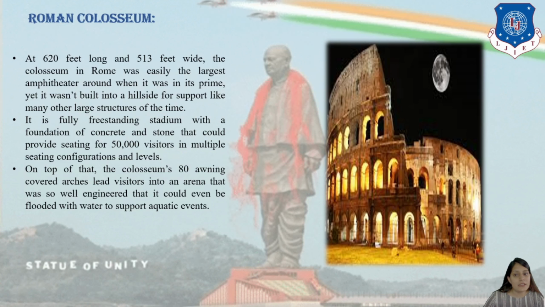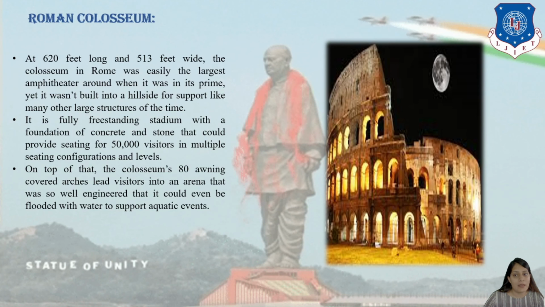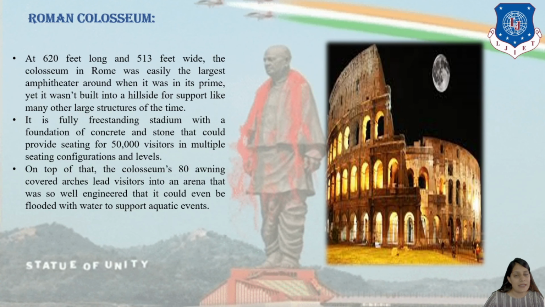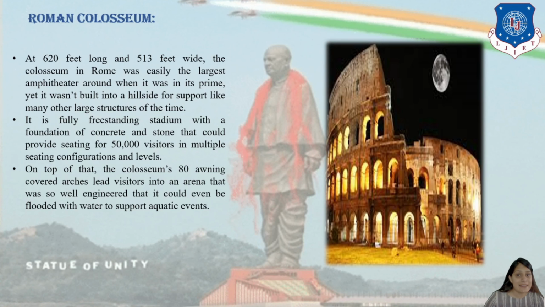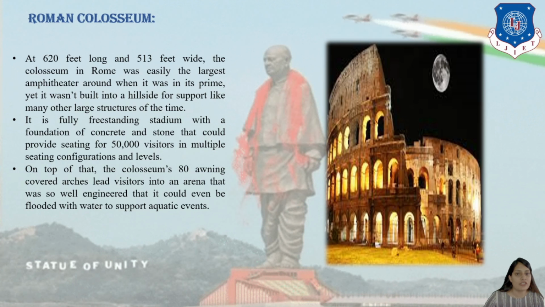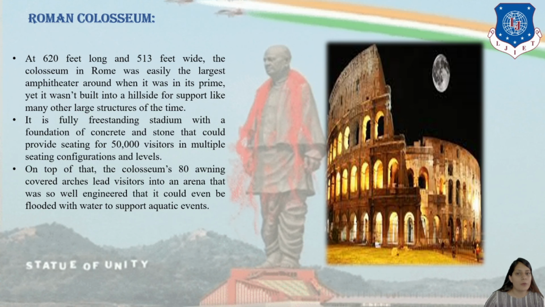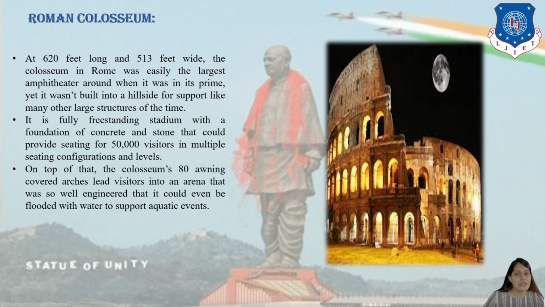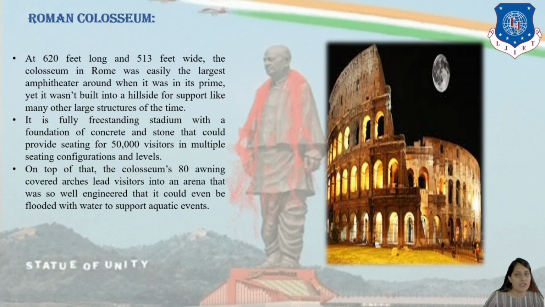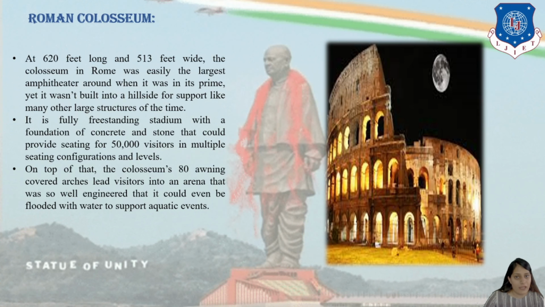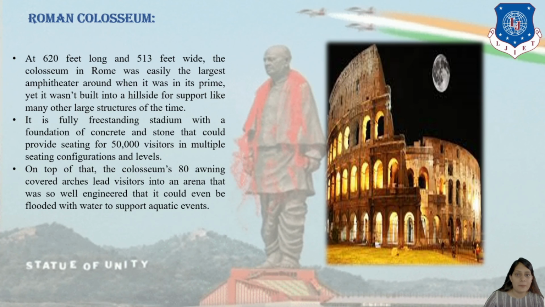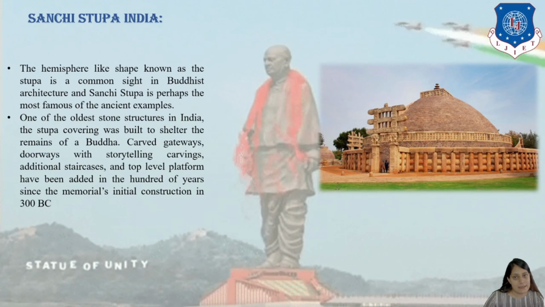It wasn't built into a hillside for support like many other large structures of the time. It is a freestanding stadium with a foundation of concrete and stone that could provide seating for 50,000 visitors in multiple seating configurations and levels. You have to remember these main points which I have already mentioned. So the concept of the amphitheater came into existence.